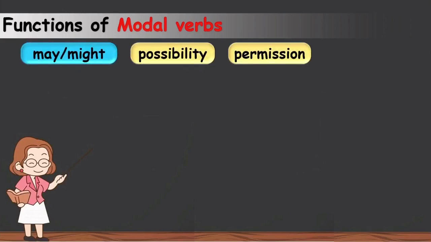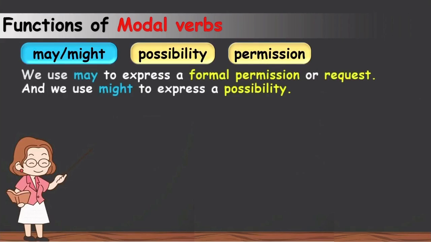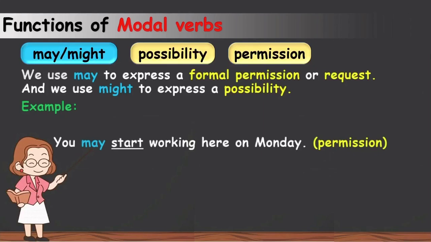The next modal verb is may or might. We use may to express a formal permission or request, and we use might to express a possibility. You may start working here on Monday. In this sentence, the speaker is expressing or granting a permission to do the action. The speaker is giving the permission to start working.